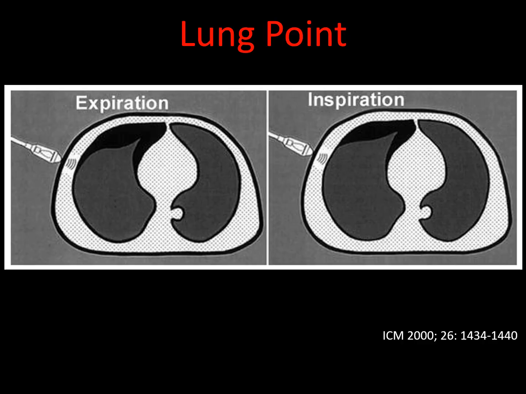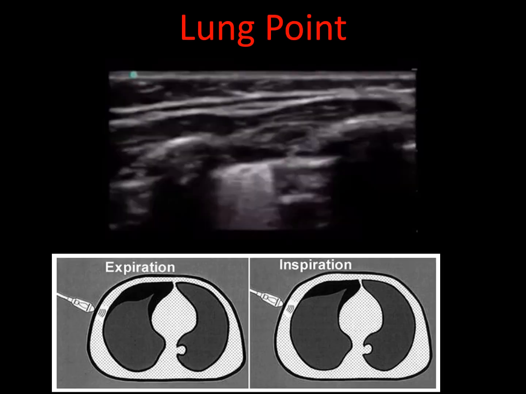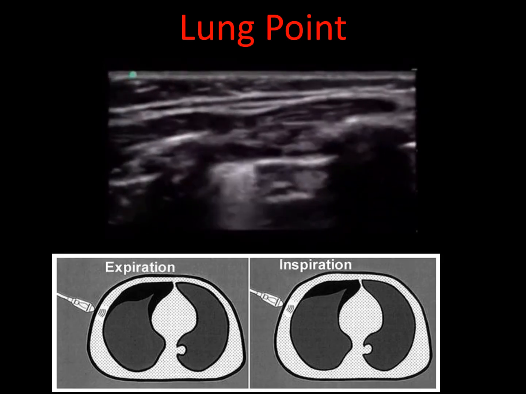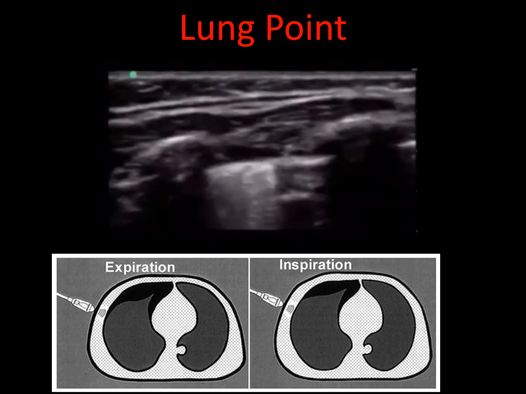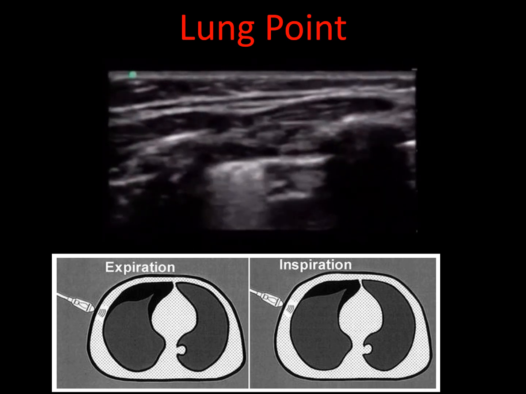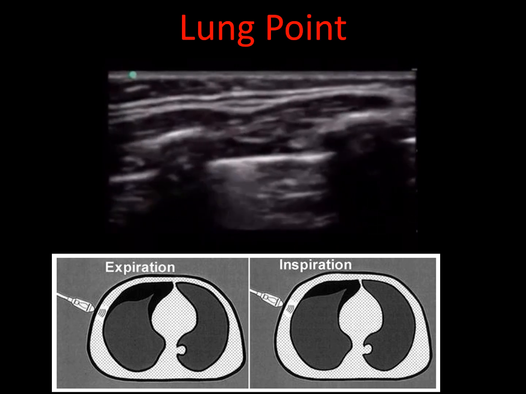Both normal and collapsed lungs inflate on inspiration. If the collapsed lung has contact with the chest wall, a slight increase in contact will occur on inspiration. At the boundary between aerated lung and pneumothorax, you can see a sudden, fleeting pattern on inspiration. This is the lung point.